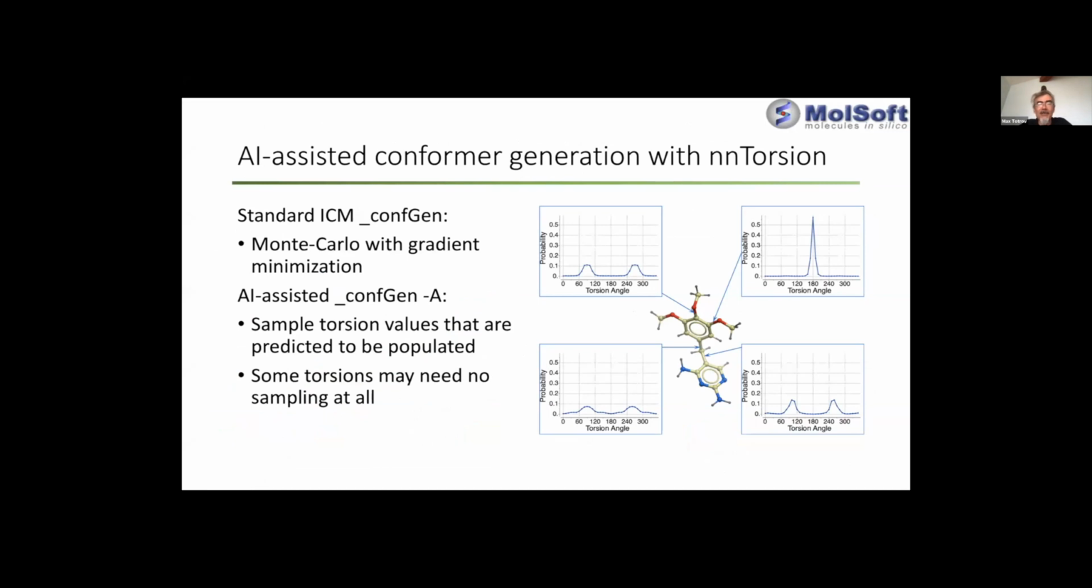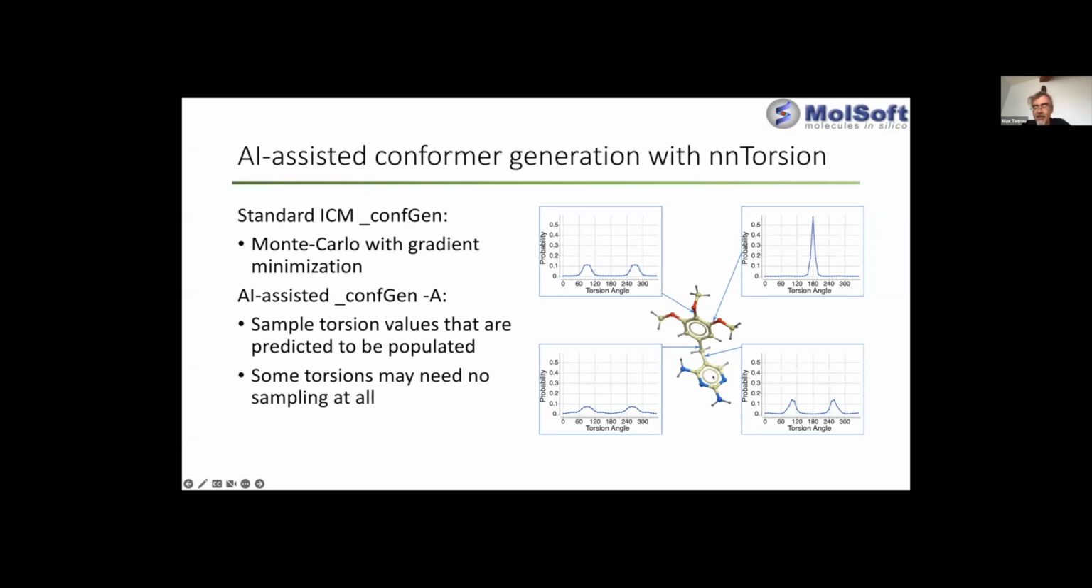Thank you. So now the other application is more within our internal algorithms, and this is for conformer generation. The standard procedure that we have for creating conformer libraries, for example for RIDE, is in a constant script, and this is based on Monte Carlo with gradient minimization. Now, how does the torsion model help here? Well, we implemented a variant of the algorithm that does a prediction for the molecule and then uses those profiles to sample more efficiently.